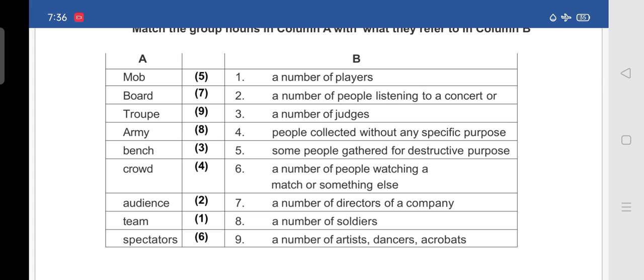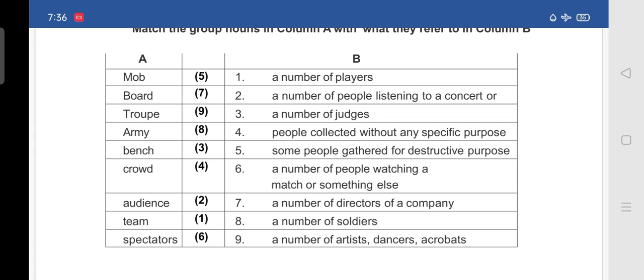Army, a number of soldiers. So you have to write 8. For army you have to write 8. Bench, a number of judges. So generally for a number of judges we call them a bench, isn't it? Whereas for a number of soldiers we call them an army. So even here also, if there are so many artists or dancers or acrobats together, we call them a troupe.